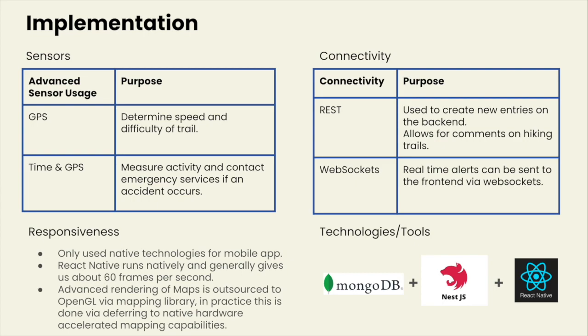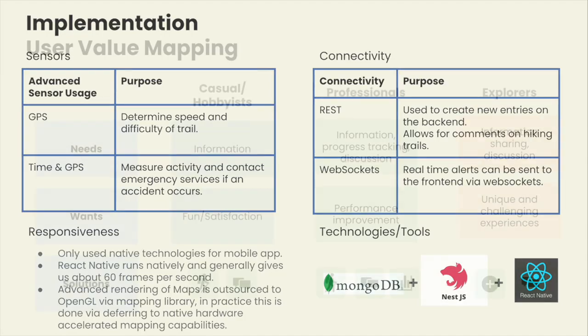With respect to implementation, we used the React Native framework along with MongoDB as a NoSQL database. GPS was one of the sensors used, and its purpose was to determine things like speed of the user as well as elevation of the trail. And on connectivity, we used technologies like REST to create new entries on the back end, as well as WebSockets to provide real-time alerts to the front end.